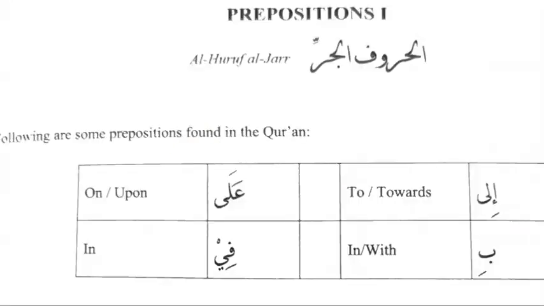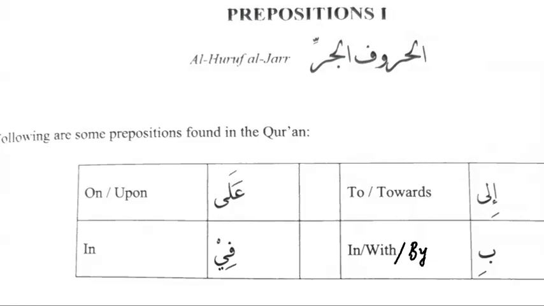Al-huruf al-jar. Al-huruf al-jar is the one kind of huruf that we're going to learn. What is huruf al-jar? There are some prepositions found in the Quran. You have ila, which means to and towards. Ala means on and upon. Bi sometimes means in, sometimes with, sometimes by. We have seen that. Fi means in. So these four are called huruf jar.